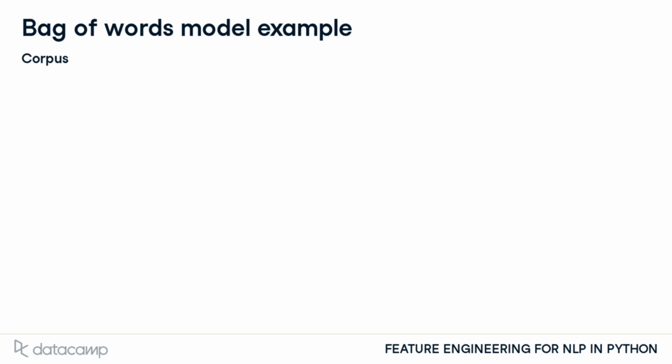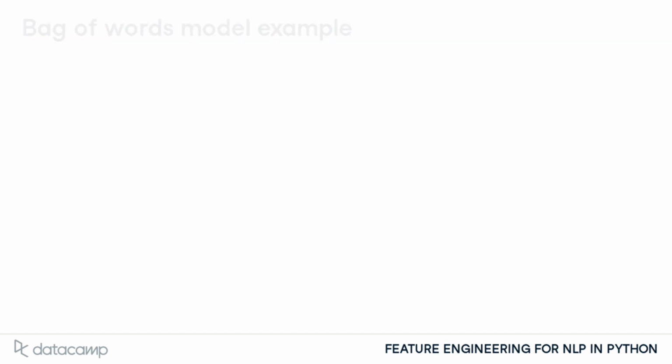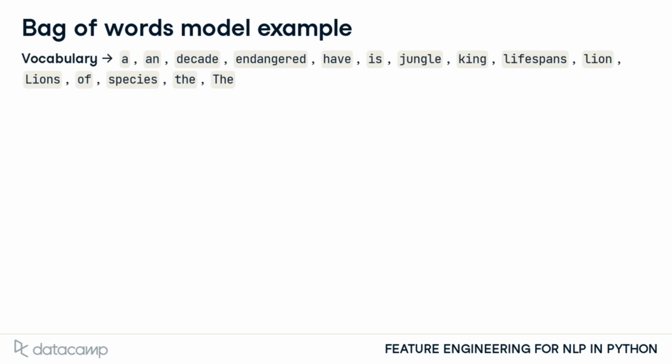Consider a corpus of 3 documents. The lion is the king of the jungle. Lions have an average lifespan of 15 years, and the lion is an endangered species. We now extract the unique word tokens that occur in this corpus of documents. This will be the vocabulary of our model. In this example, the following 15 word tokens will constitute our vocabulary.